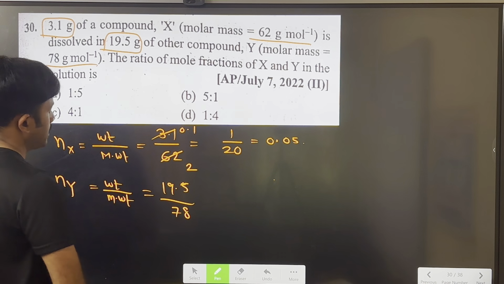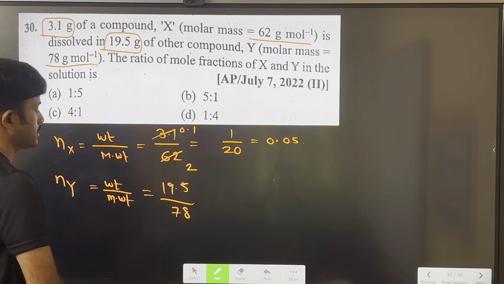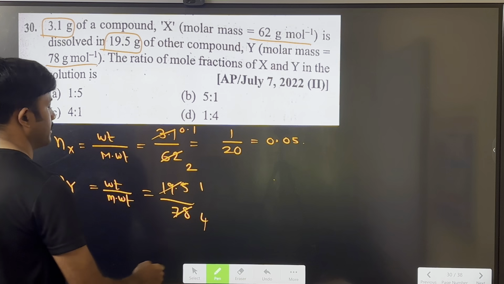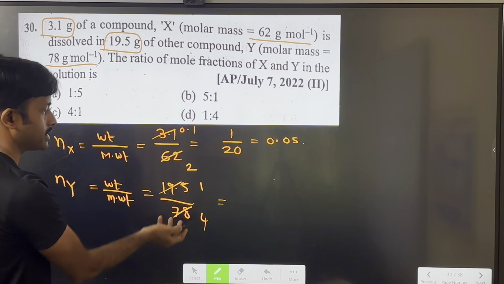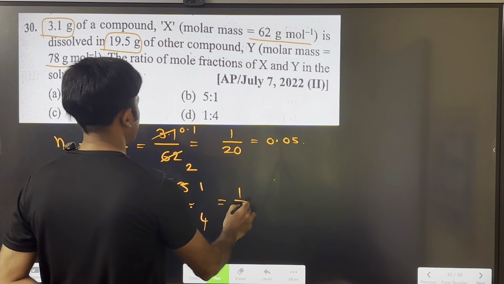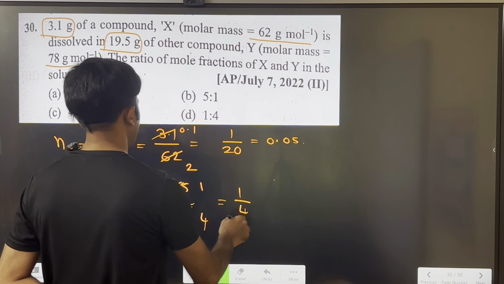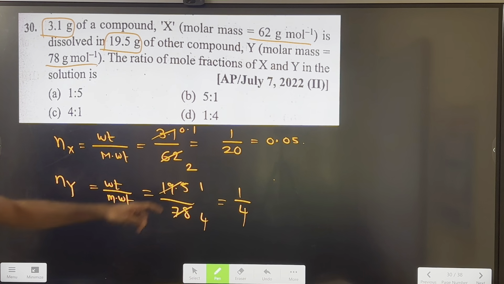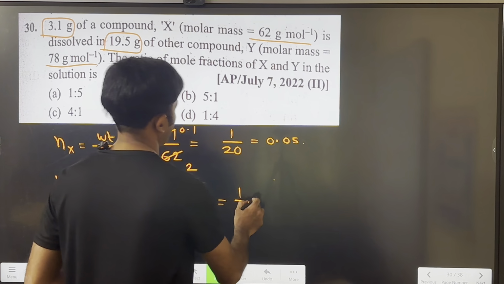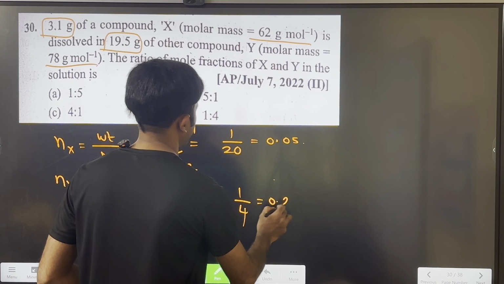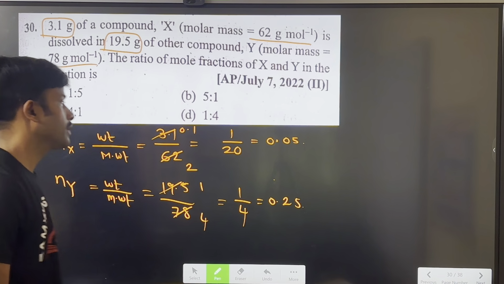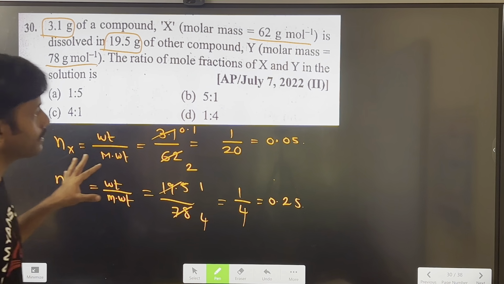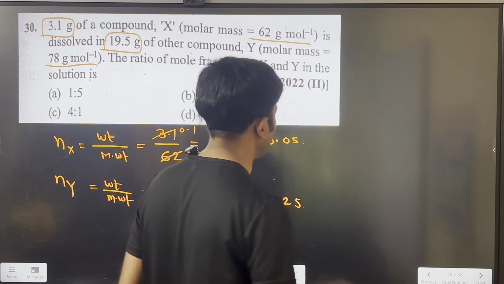19.5 one time, 19.5 four times. You will see 19.5 into 4 is 78. So this we can write as how much is it? 1 by 4. Okay, this is 1 by 20 and this is 1 by 4. 1 by 4 we can write as 0.25. Yes or no? Right. So now you find the ratio of mole fraction of X and mole fraction of Y.